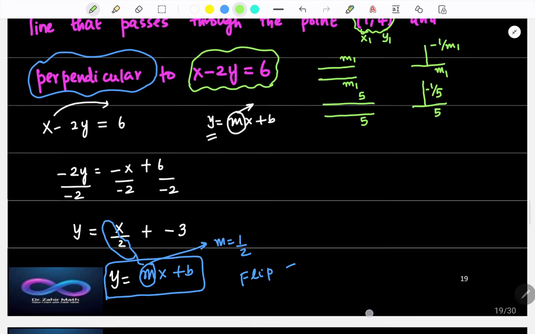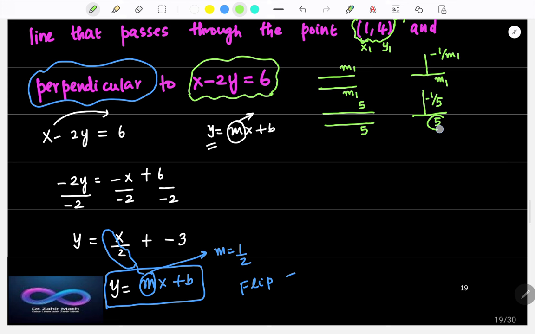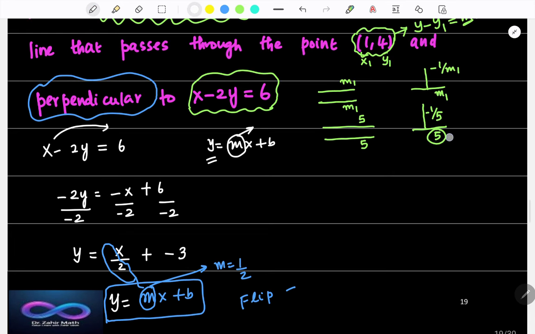Okay, everybody, look here. For example, in this place, your slope is 1 by 2. What will be the slope for this line? Which is 2 by 1, but then minus. Right? So I got the slope. Now this line is passing through the point 1 comma 4.